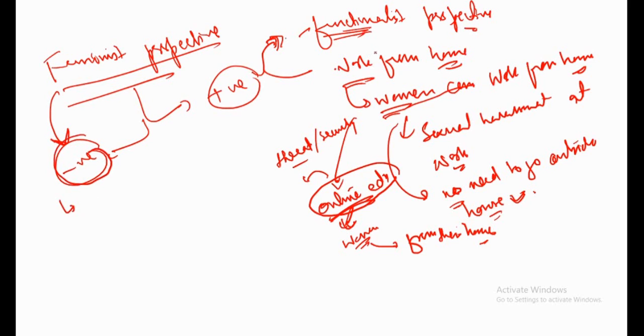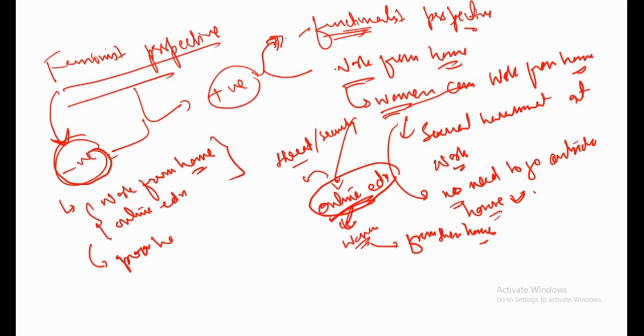For example, similarly, this work from home concept. If women are to work from home, or if we talk about online education, say in poor households, what will happen if there is only one computer or one mobile? Who will be preferred here? The male child will be preferred over the female child.